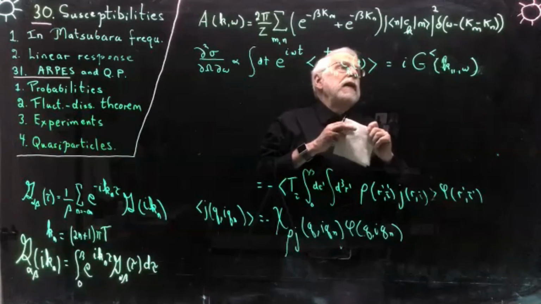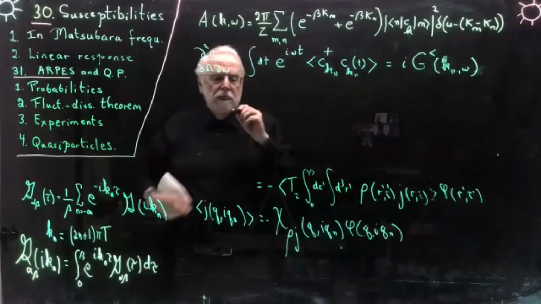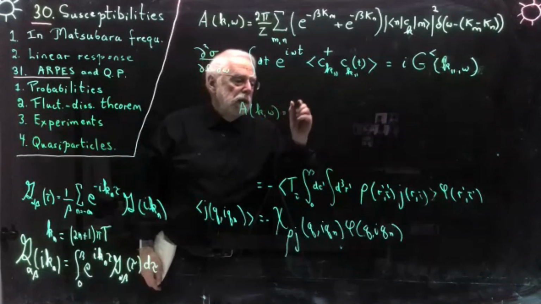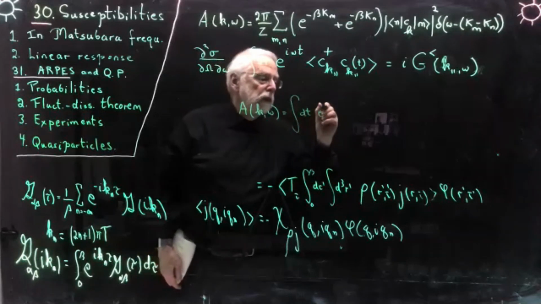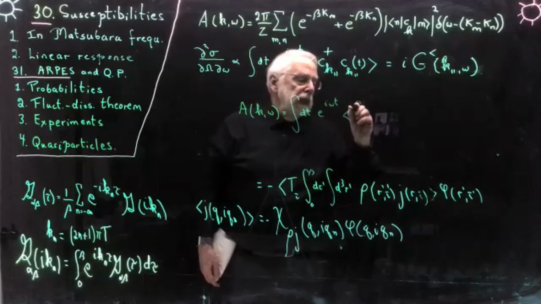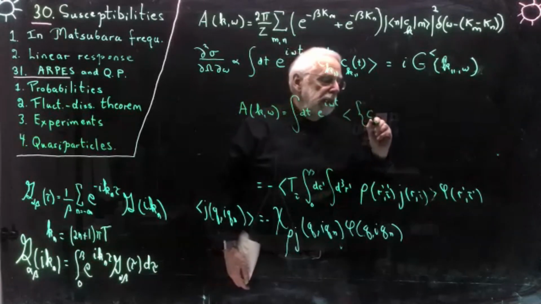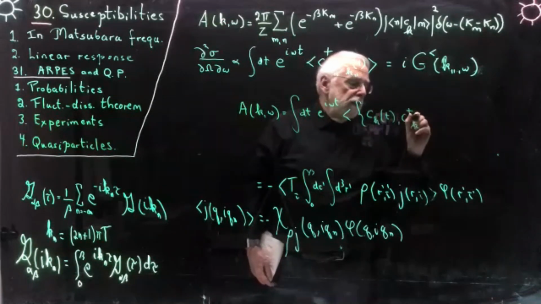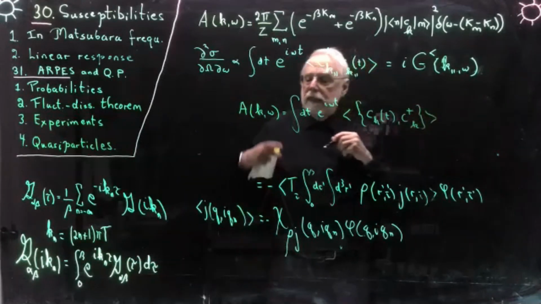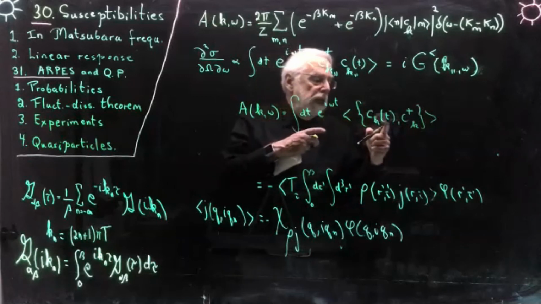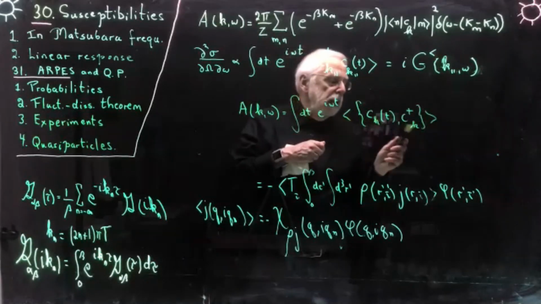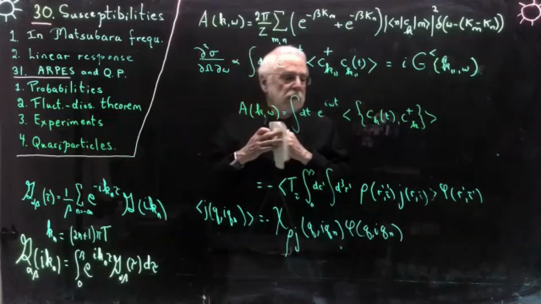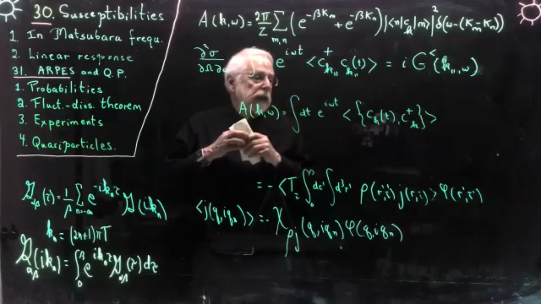Now the other thing is that if I integrate, you remember that A of k omega was just a Fourier transform, the integral dt e to the i omega t, of the anti-commutator of c_k of t and c dagger k. So if I integrate over all frequencies, I get a delta of time. I can do the integral, I get an equal time anti-commutator, so I get unity. So there's a sum rule already.